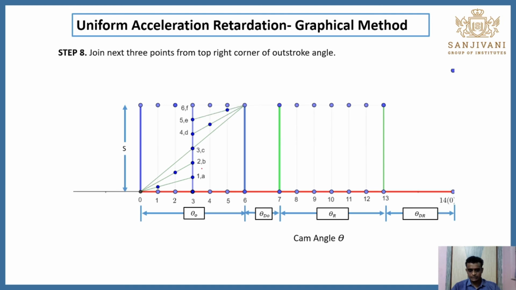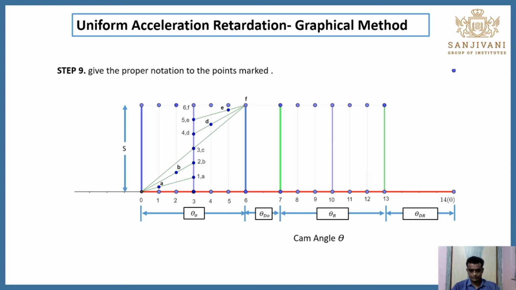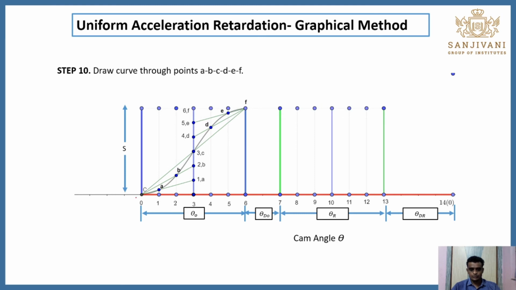In the same fashion, you need to mark the points. During the next half part, you have to draw the lines from this. Next, join 0 to 4. That line intersects vertical line 4 at point D. Next, this line intersects 5 at point E, and this is the point F. Now give the notations A, B, C, D, E, F, and draw the smooth curve.